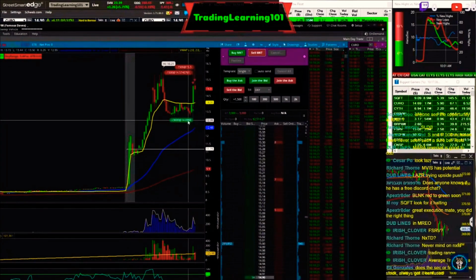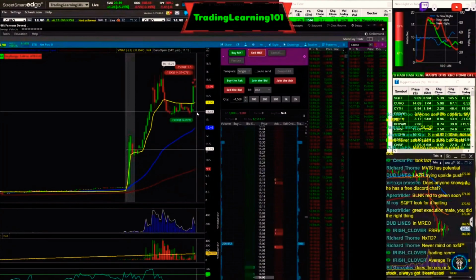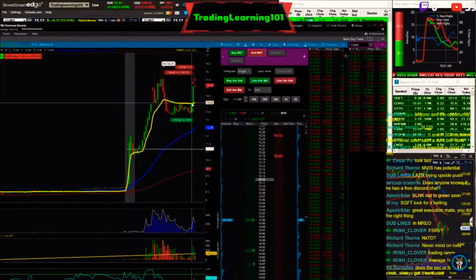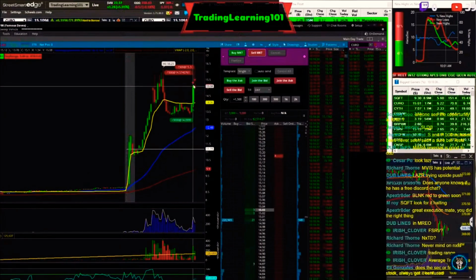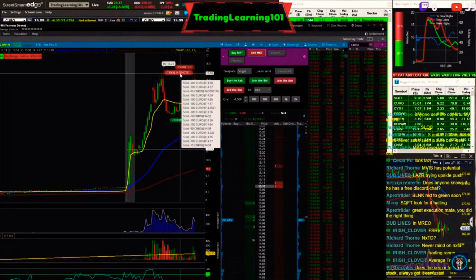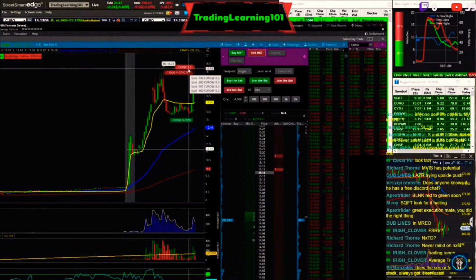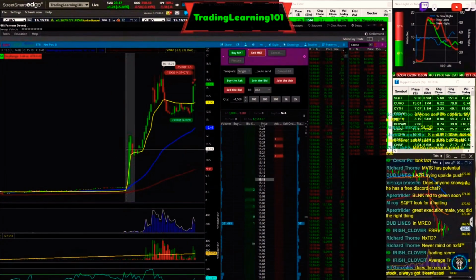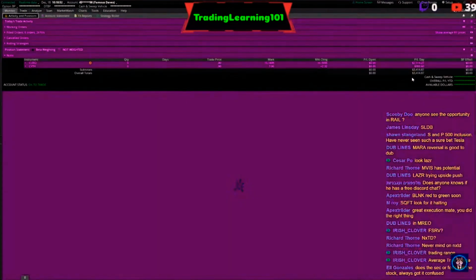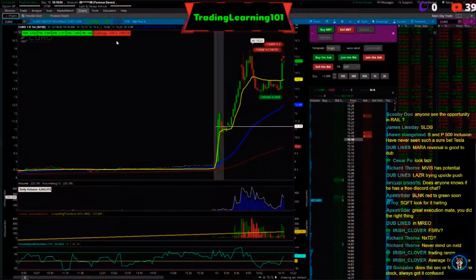Picked up 3,000 shares at 14.09. It just quickly ripped up to the VWAP right there. That's when I knew momentum was pushing into it. I jumped in. And then look at that big explosion right here. Sold half at 14.57 and then sold my other half at 15.30. Awesome. We're up $3,400 on the day now, guys.